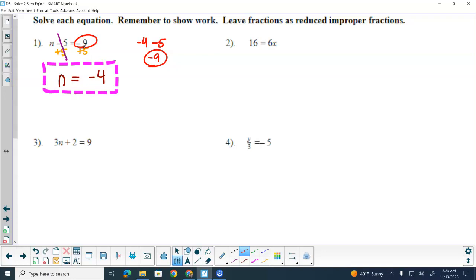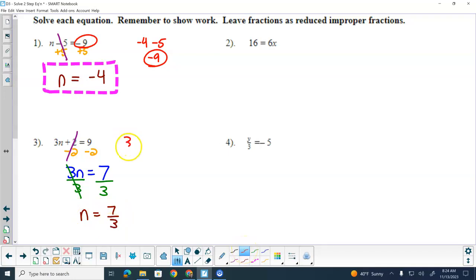Subtract 2 from both sides first, because we clear our adds and our subtracts first. Okay. So if I subtract 2 from both sides, then that's going to leave me with 3n. Those are going to cancel each other out, equaling 7. Then what am I going to do? Divide 3 on both sides. That cancels those out. And that leaves me with n being 7/3.